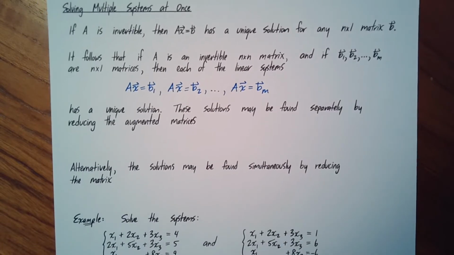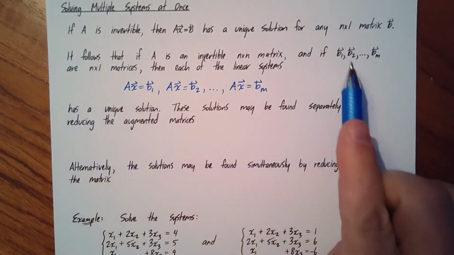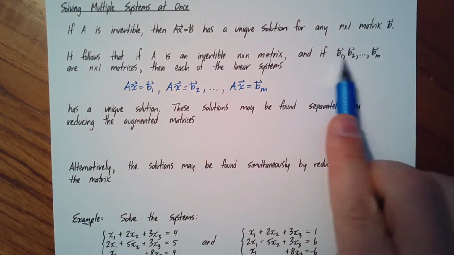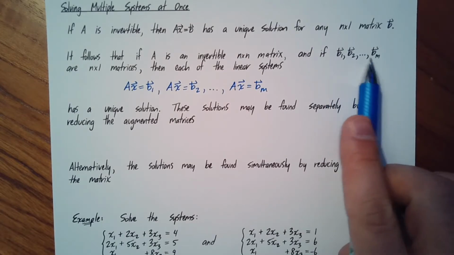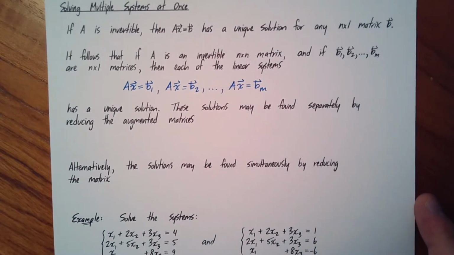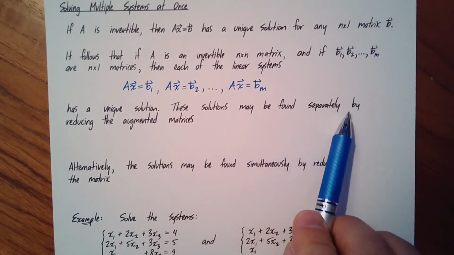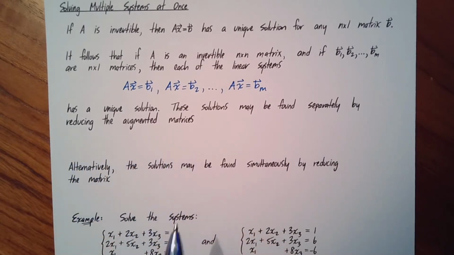So how would you find them? Let's say you were actually given an invertible matrix A, and I actually gave you constant matrices B1, B2 all the way up to Bm. So let's assume you actually had the values. We're not working abstractly here. We're working with actual values. How would you find the solutions? Well, one option, and it says it right here, these solutions may be found separately by reducing the augmented matrices of each linear system.